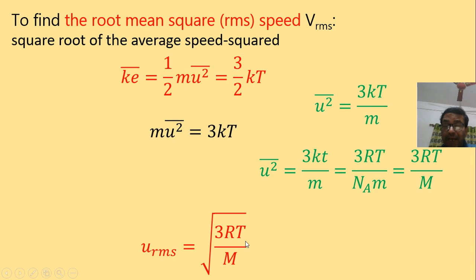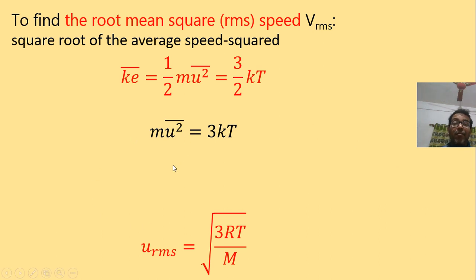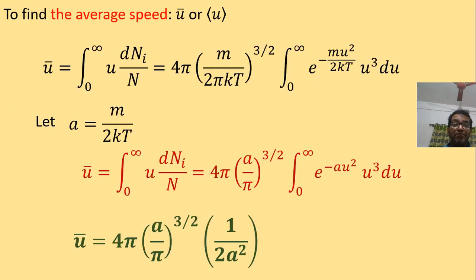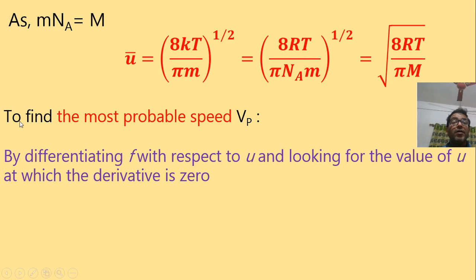So what we got now are three expressions. This one is the average velocity. The average velocity is root under 8RT by pi M. You can see all things are constant, only temperature is changing. So the velocity is directly proportional to the square root of the temperature, and all other parameters are constant.